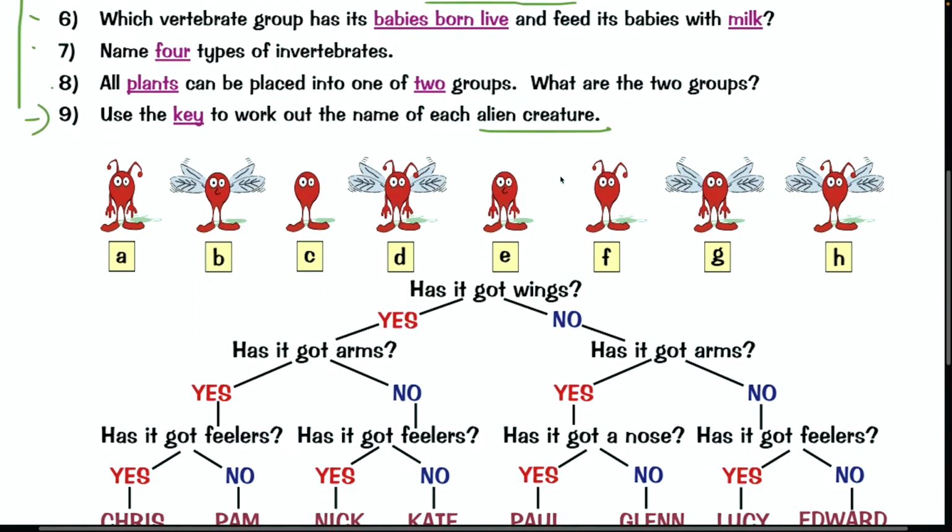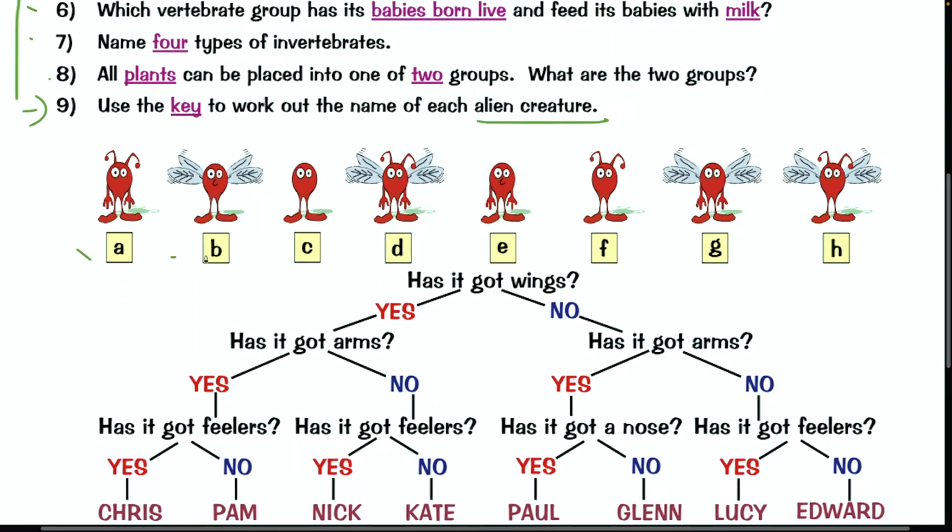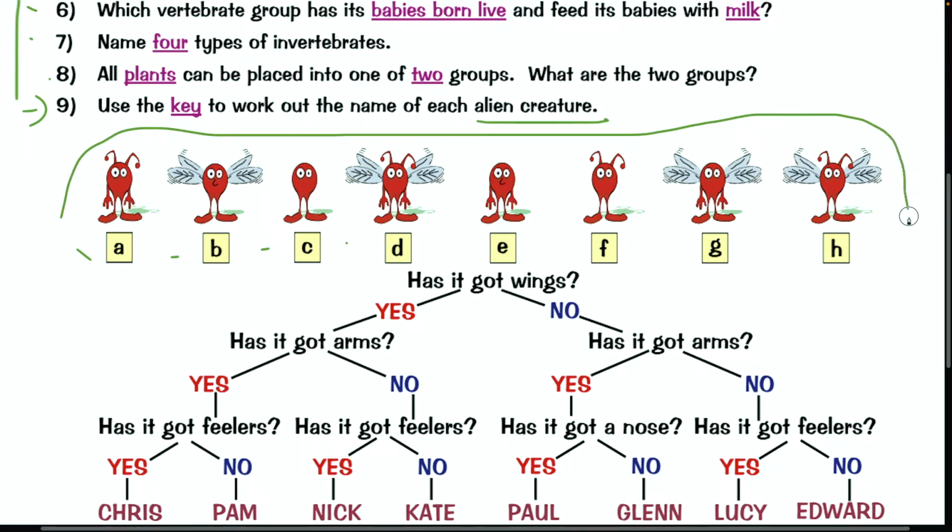So we have here A, B, C, D, E, F, G, H. We have these aliens, right? These animals here, okay?